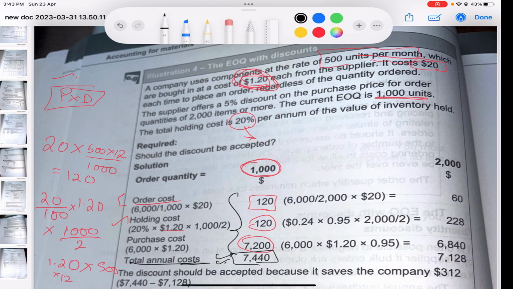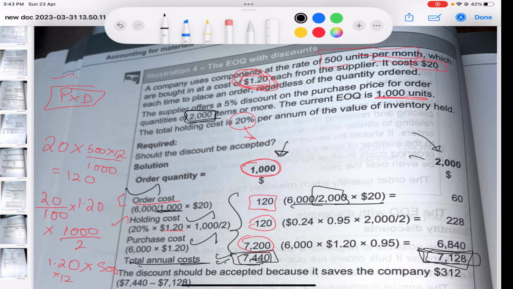Now the same way, we are going to take my order quantity as 2000. Instead of using 1000, we are going to just use 2000 and find the order cost, holding cost and my purchase cost. And if we add, you will get 7128. Do it by yourself. Now look at it. If I am ordering only 1000 units, my total annual cost is 7440. But if I am ordering 2000, my annual cost is just 7128.